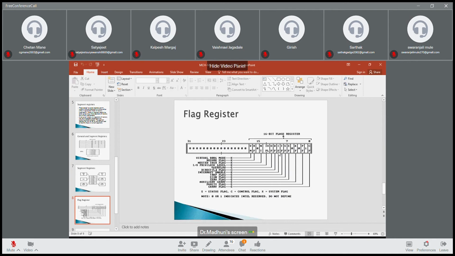Now, what is the purpose of the flag register? Anybody know? We have seen the functions and uses of registers, and the basic definition of registers. But what do you mean by flag? What do you mean by flag registers? Let me know. Anybody know about the flag?